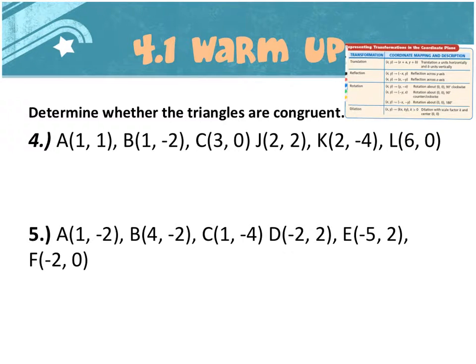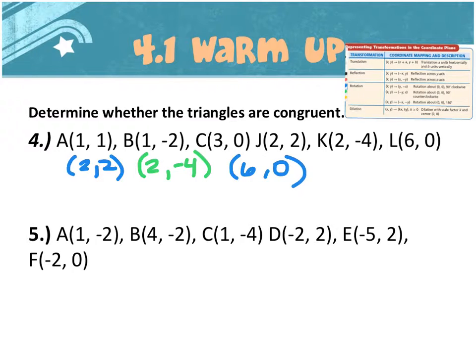So if I were to do that, this is 1, 1 became 2, 2. 1, -1 became 2, -4. And 3, 0 became 6, 0. So are you adding or subtracting the same thing from these? No. Are we switching them around, like to have the X and Y change position? No. What do we think's happening?